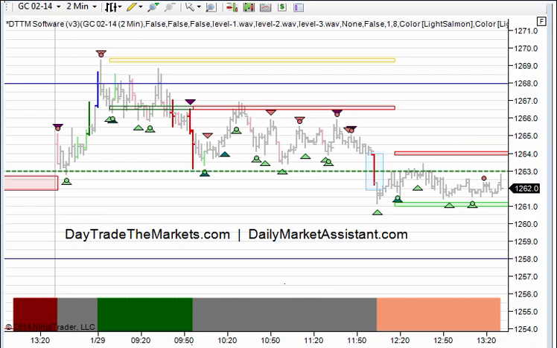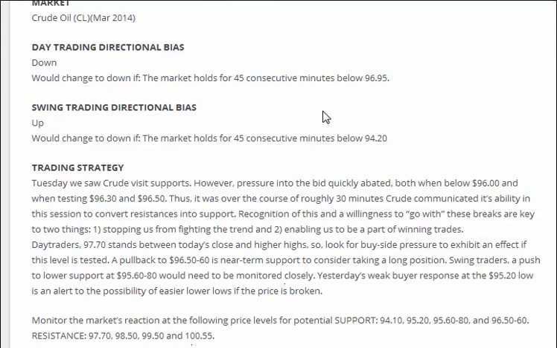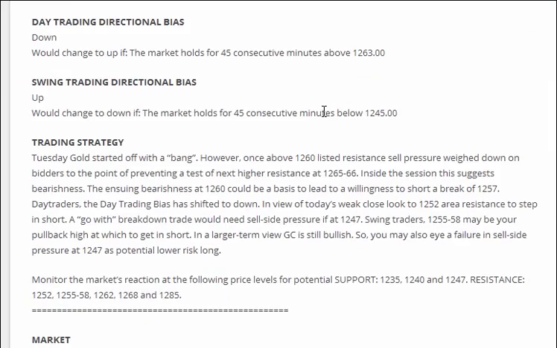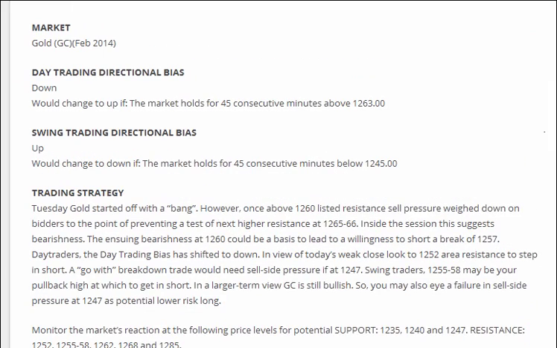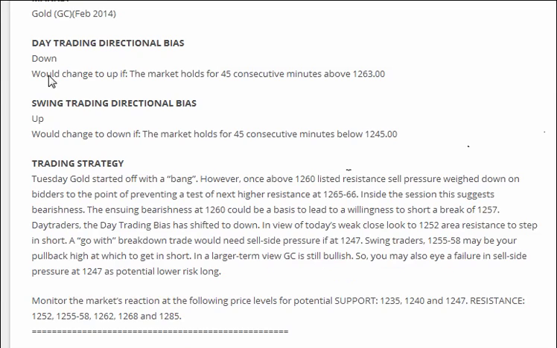And here's gold, and this is also a 2-minute chart. And if we go back to our assistant here, we'll scroll down to the next market, which is gold. And it's a similar situation where, in this case, our day trading bias is more down, at least to start the day. Our bigger picture bias, longer term, is up. So we're in conflict. So you either say, I'm one style or the other, I'll focus on that, or I'll stand aside and wait for things to line up.